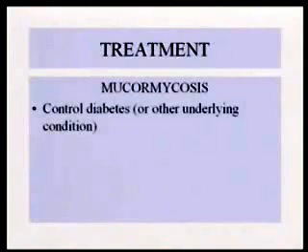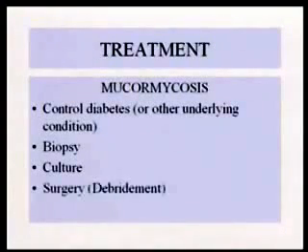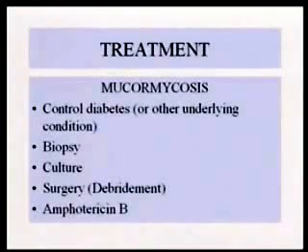Treatment, excuse me, control the diabetes, or if there's some other underlying disease that this patient has, but diabetes is the most common. Biopsy material to the lab, culture material to the lab, and then surgery and debridement. And lastly, amphotericin. It's still probably the drug of choice in this. Intravenous, rapidly acting, and you have the least recurrence of disease with amphotericin B.